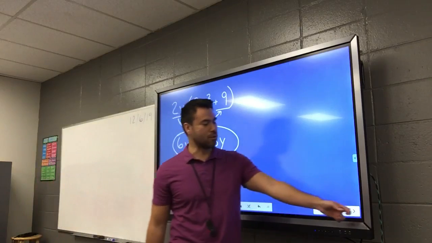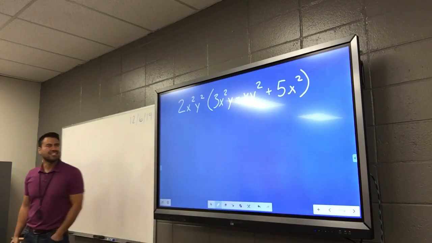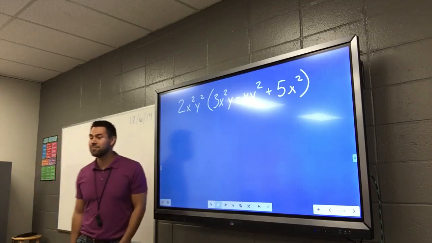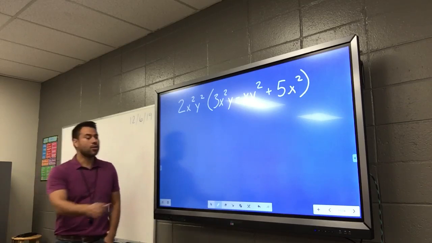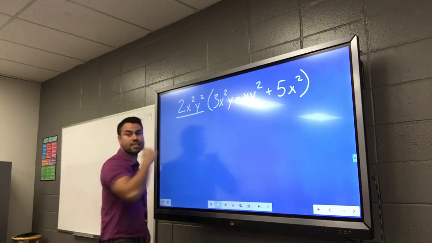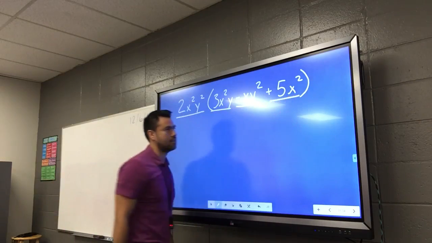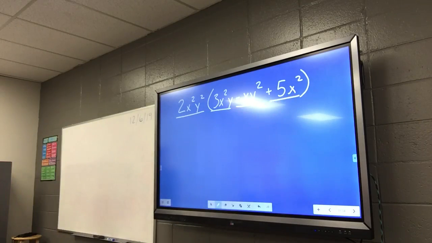Enter the multiplication problem. Oh, that looks fun. It's actually not terrible. You guys can handle it. But you have a monomial times a trinomial, 1, 2, 3. So go ahead and do that. Keep your signs straight. Don't forget your law and follow it.